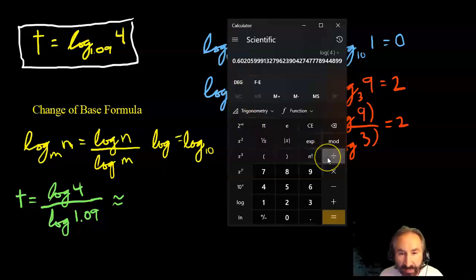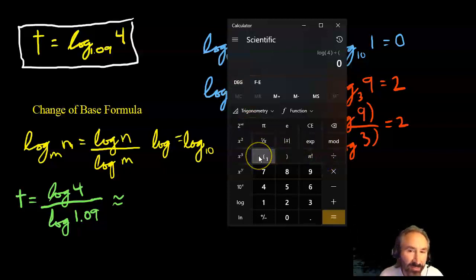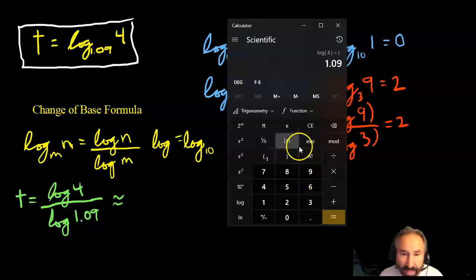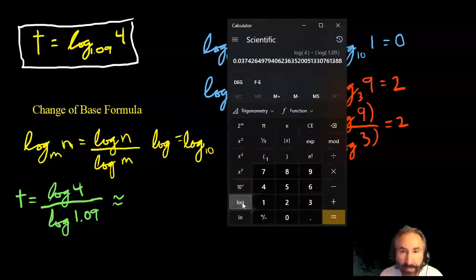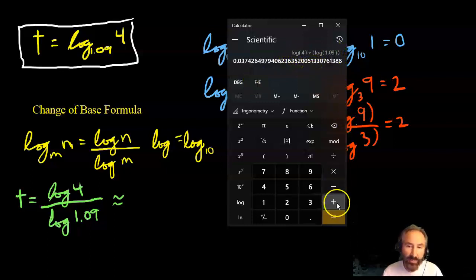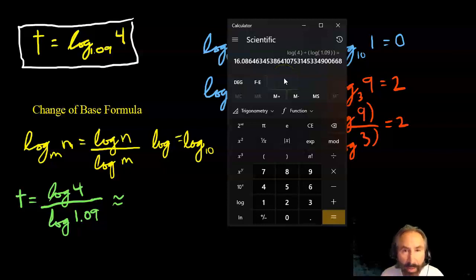And then we're going to go ahead and say divided by. And for me, just to be safe, I'm going to use parentheses. And I'm going to say 1.09, and then I'm going to hit log. And what do I get? 0.03, blah, blah. Okay, so it looks like I may not have needed the parentheses, but I'm going to go ahead and finish the parentheses just to be safe. Right now my calculator is doing log 4 divided by log 1.09. So here we go. I'm going to hit equals, and let's see what we get. And the answer is 16.08, blah, blah.